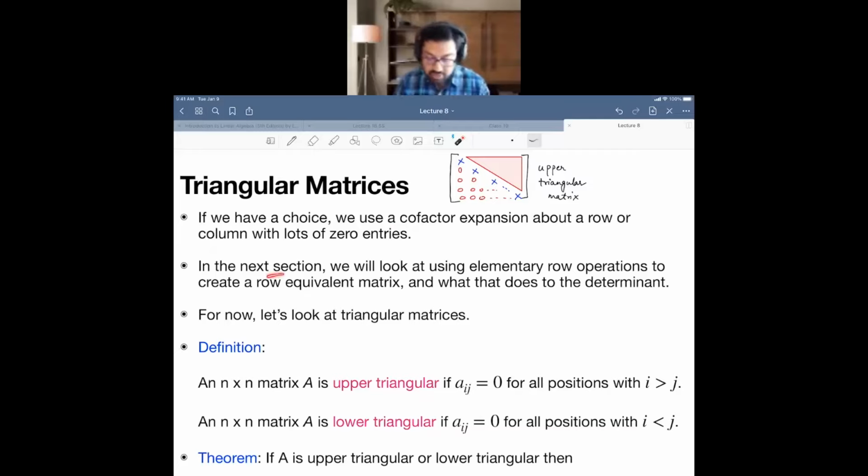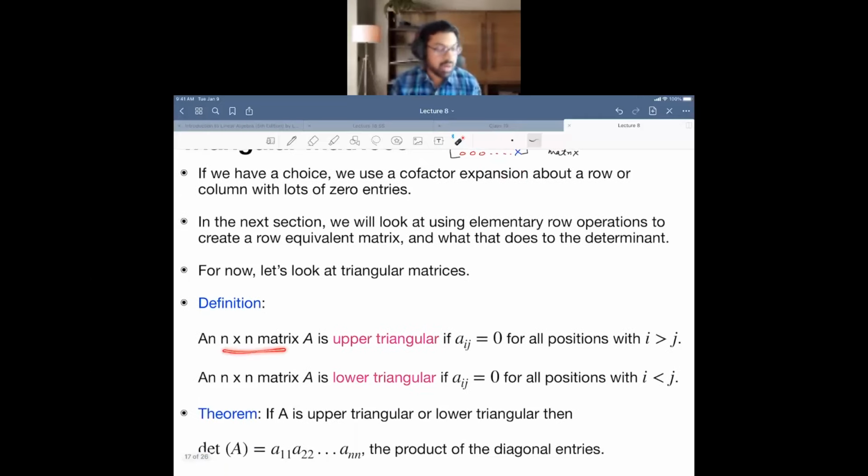So in the next section, what we'll look at is elementary row operations and how they change the determinant of a matrix. We talked about the three operations: interchanging rows, multiplying a row by a scalar, or adding a multiple of one row to another, right? So how do these three row operations affect the determinant of that matrix? But you're doing that to get more zeros. And if you're successful in getting all these zeros below the diagonal or above the diagonal, then you have a triangular matrix.